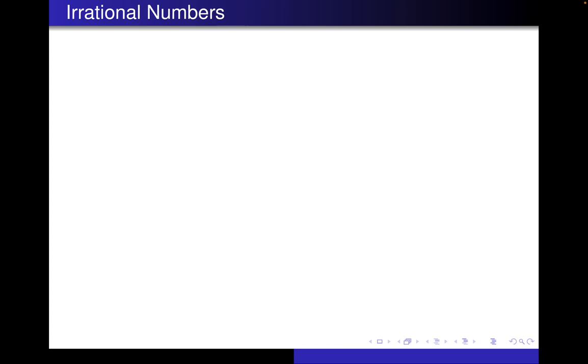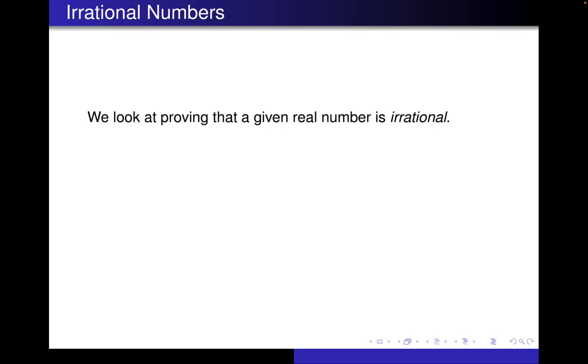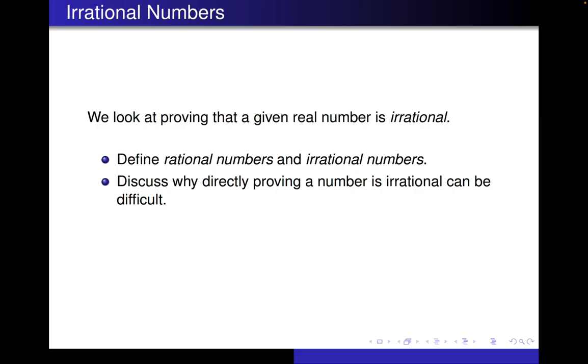Before we finish looking at proof by contradiction, I want to look at a particular type of theorem that we almost always use proof by contradiction on, and that is proving that a given real number is irrational. So we're first going to define rational numbers and irrational numbers so we know what we're talking about. We're going to talk about why directly proving a number is irrational can be really difficult, if not impossible. And then we're going to prove that square root of 2 is an irrational number.